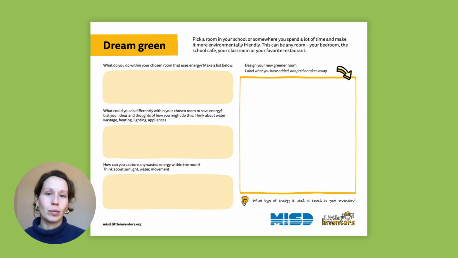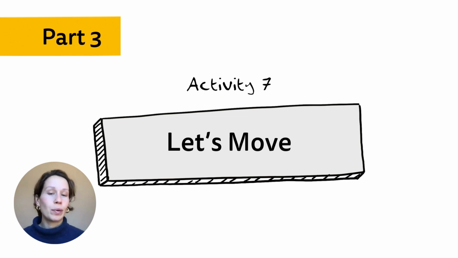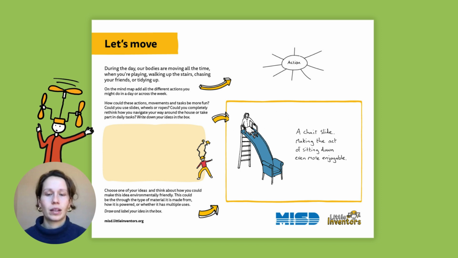All ideas are welcome, and as always at Little Inventors, the more creative and bonkers, the better. We're on to part 3 now. Activity 7. Let's move. First of all, think about all the different ways our bodies are moving throughout the day and jot them down on the mind map.